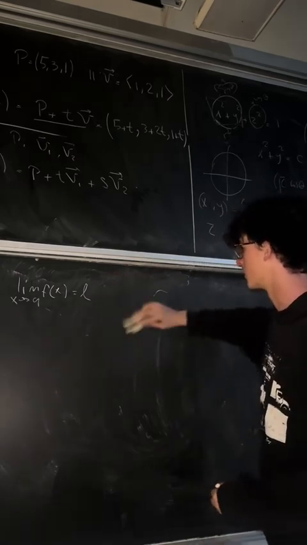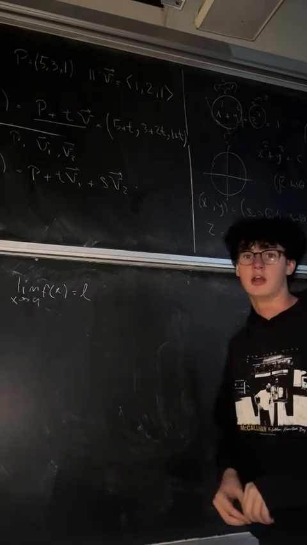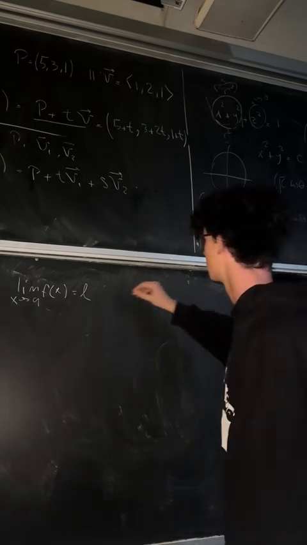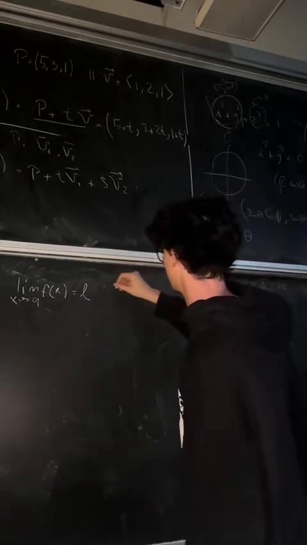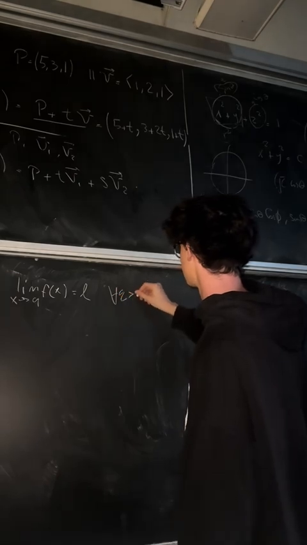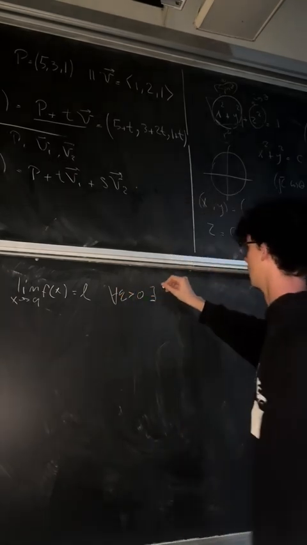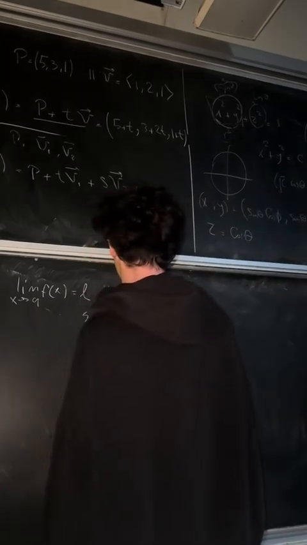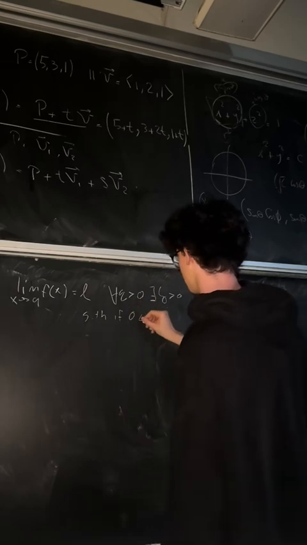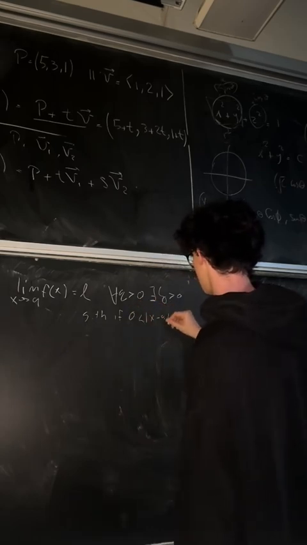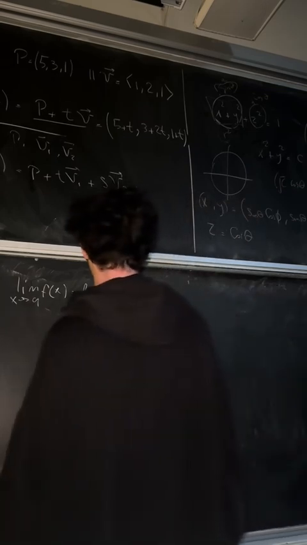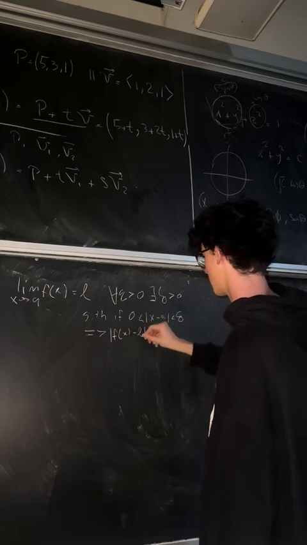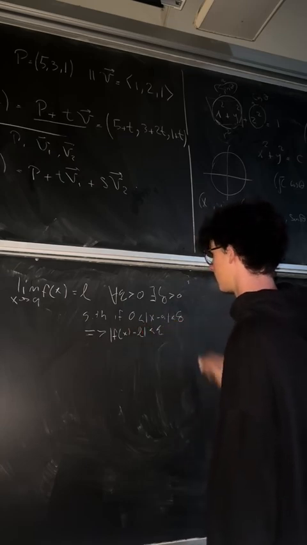But if you want to get more rigorous, there's the epsilon delta or delta epsilon definition of a limit. And the statement is, for all epsilon greater than 0, there exists some delta greater than 0 such that if 0 is less than the absolute value of x minus a, which is less than delta, then the absolute value of f of x minus L is less than epsilon.